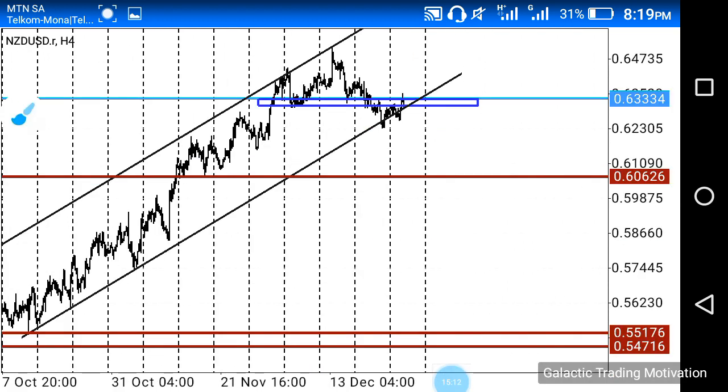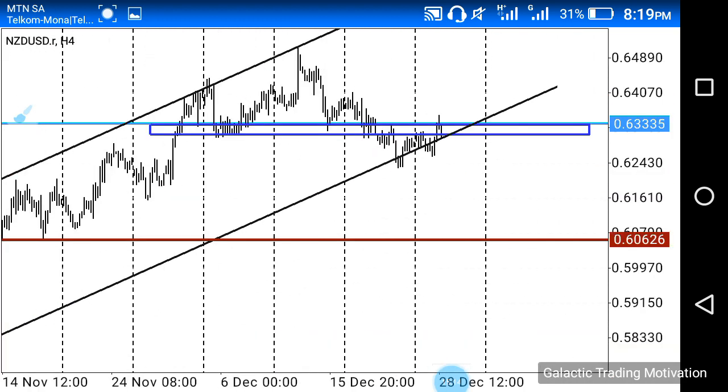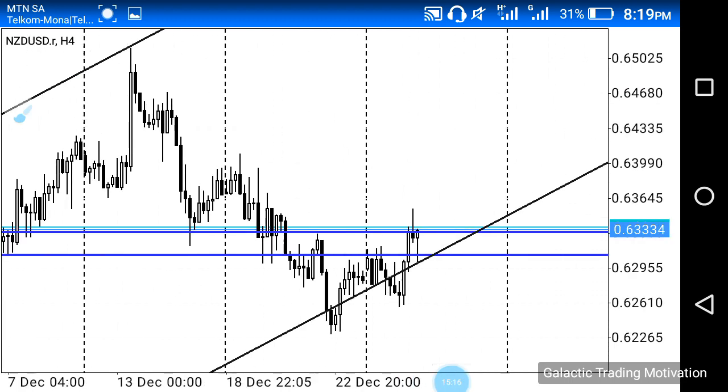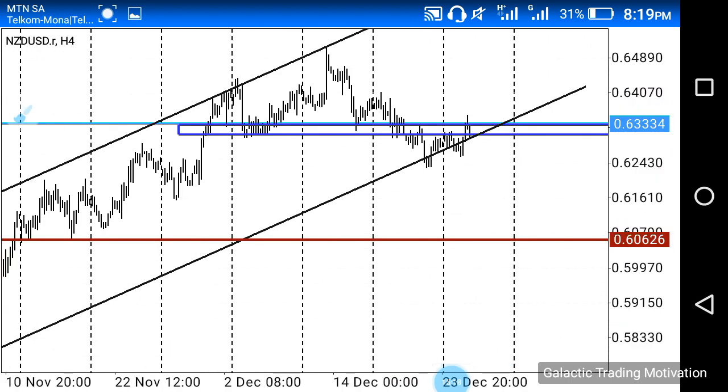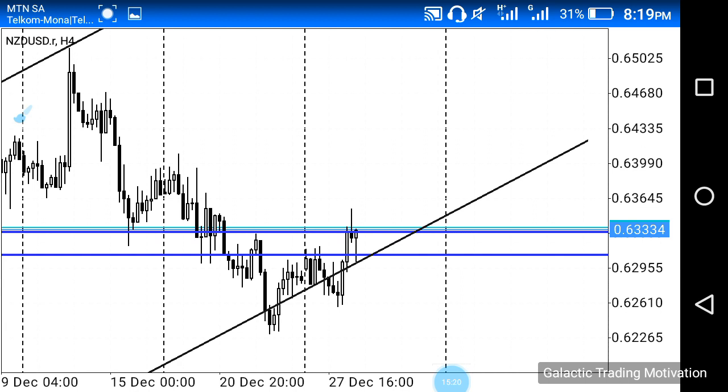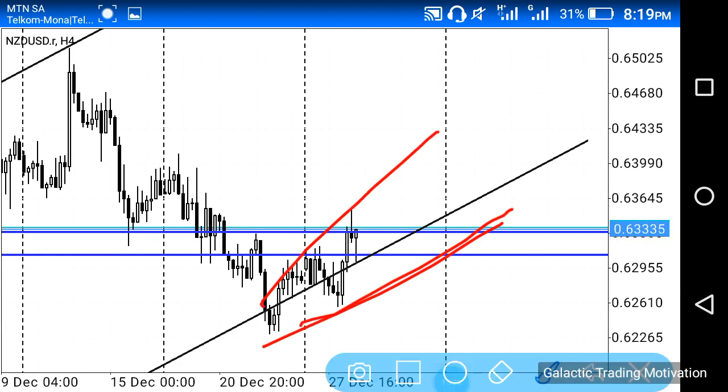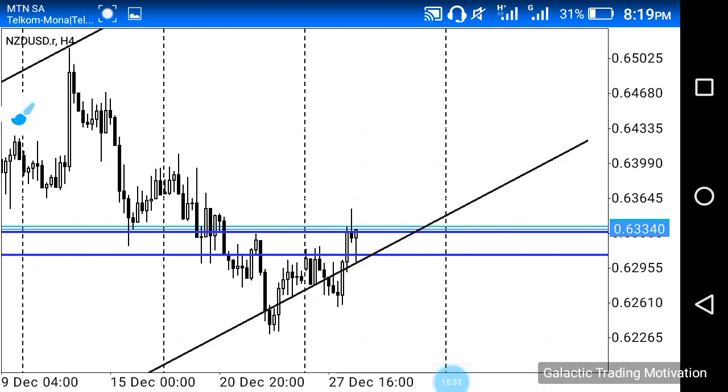So what do we need to do now? I think the most important thing to do right now is to wait for the market to actually close, in my humble opinion, on this side of this trend line over here. And in my humble opinion, that would be confirmation to actually sell, right?